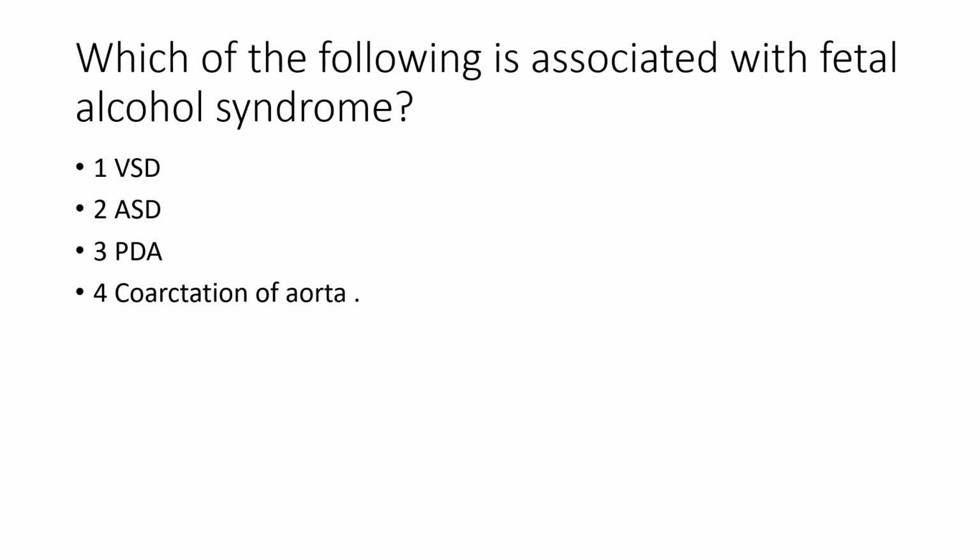Which of the following is associated with fetal alcohol syndrome? Option 1, VSD. Option 2, ASD. Option 3, PDA. Option 4, coarctation of aorta. So pause and try to answer this question, because I have answered this question in my previous slides. Please try to answer this question, and the answer is VSD.